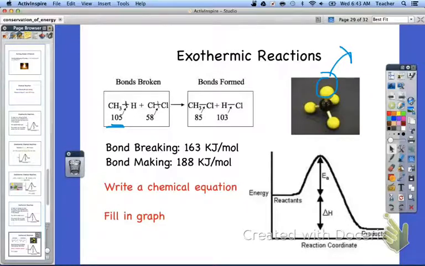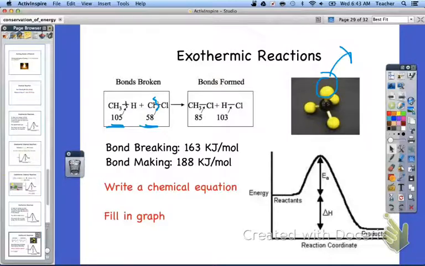We also, in order to get this reaction to happen, have to break the bond separating the two chlorine atoms, and that requires 58 kilojoules of energy. So the total amount of energy then required to break the bonds in this reaction is 163 kilojoules per mole. And I got that from adding the 105 plus the 58. That's the energy that's required to break the bonds.